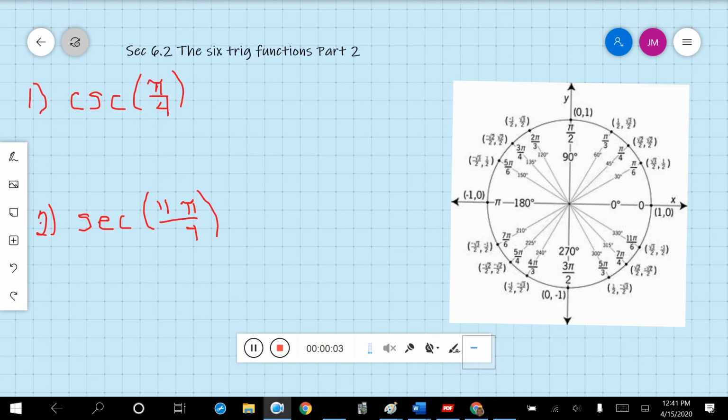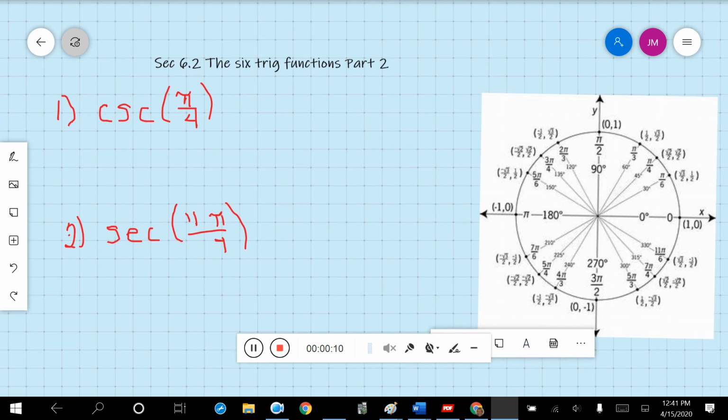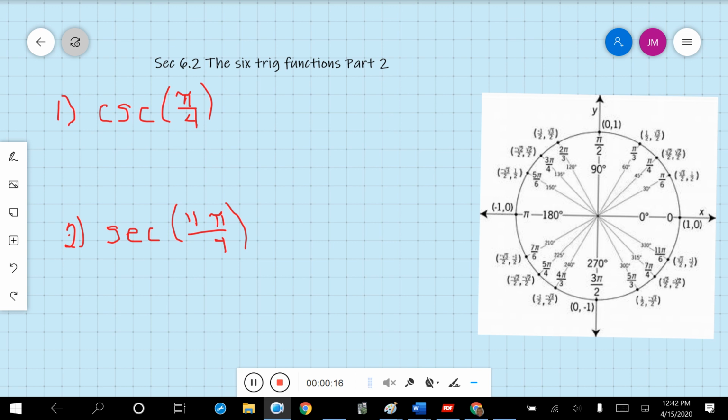Okay, welcome back to the second part of section 6.2, the 6 trig functions of theta. Okay, so we're going to take a look at how to find the cosecant of pi over 4.